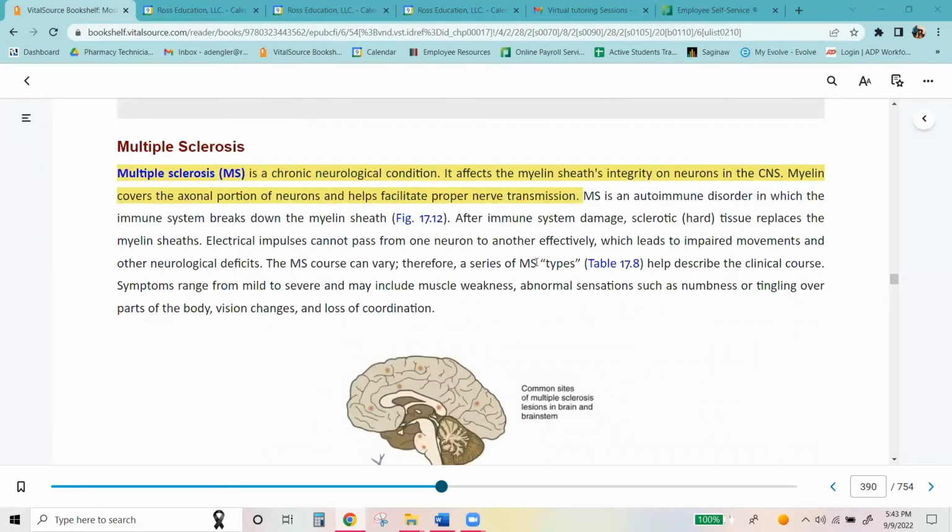Multiple sclerosis, commonly abbreviated as MS, is a chronic neurological condition. It affects the myelin sheath's integrity on neurons in the CNS. Myelin covers the axonal portion of neurons and helps facilitate proper nerve transmission. MS is an autoimmune disorder in which the immune system breaks down the myelin sheath. After immune system damage, hard tissue replaces the myelin sheath. Electrical impulses cannot pass from one neuron to another effectively, which leads to impaired movements and other neurological deficits.